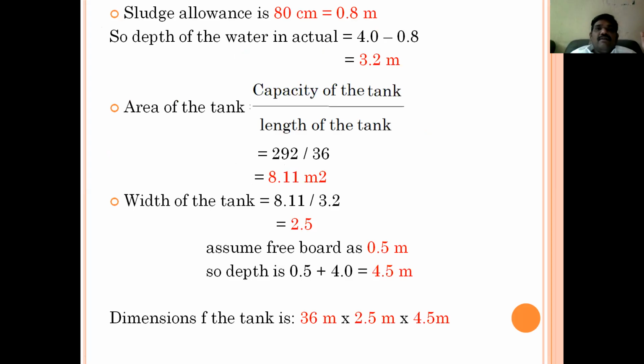The depth of the water in actual is how much? 4 meters. That means they allowed sludge 80 centimeters, that means 0.8 meters. So now the available depth for water is 3.2. Why? Because 80 centimeters, which is 0.8 meters, is allowed for sludge, and they are given the depth 4 meters. In that 4 meters, 0.8 meters is allowed for sludge settling. Now we have the depth also.